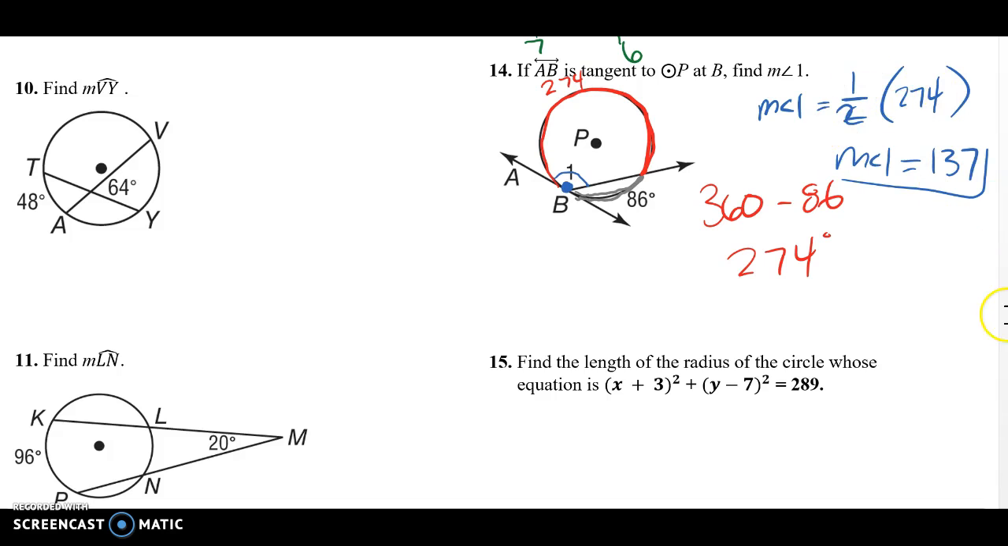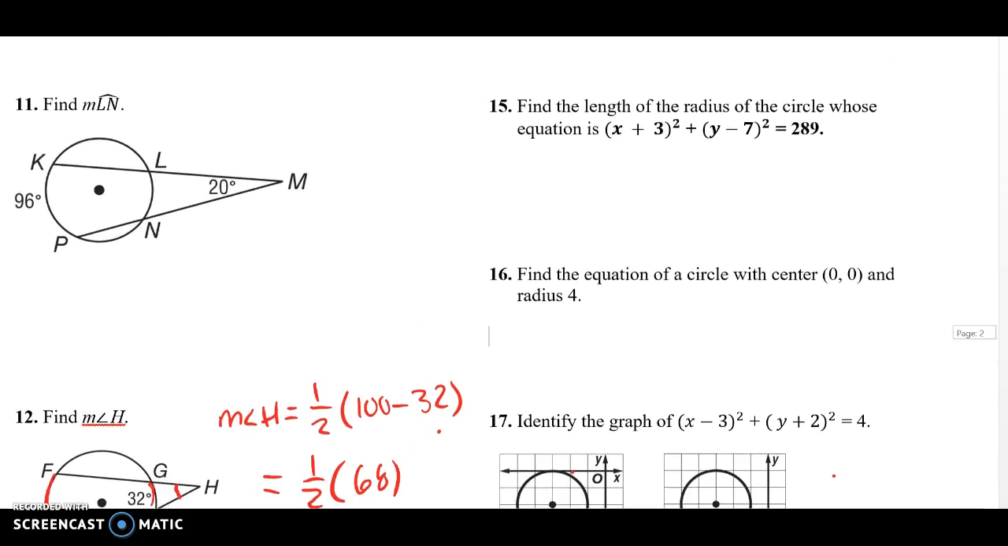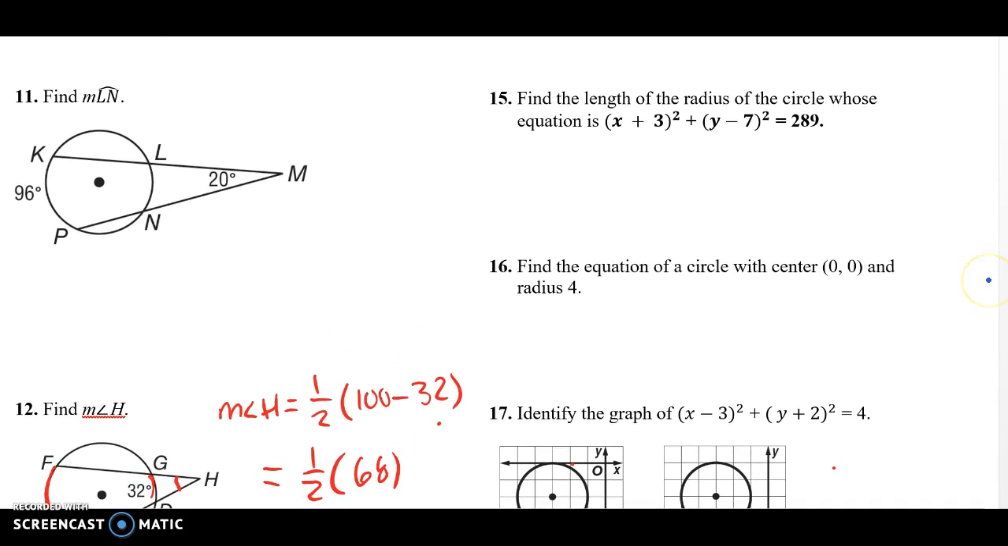Alright, moving right along. So number 15 says find the length of the radius of the circle. So the equation is (x + 3)² + (y − 7)² = 289. Okay? Well, we know, reminding you, that our equation of a circle is (x − h)² + (y − k)² = r².